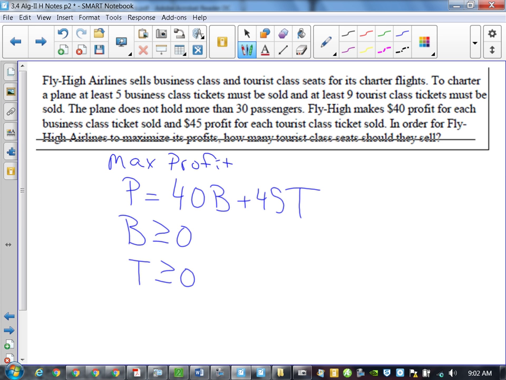It also gave you a little bit of information about at least 5. Well, at least 5 means what's the fewest amount of seats you can sell? 5. I always start with this, knowing that it has to be positive, because now there's other information that will supersede it in a second. Now I know that it has to be greater than or equal to 5 for at least. And the same thing with the tourist seats. I have to sell at least 9. So now I know it has to be between 5 and 9. It has to be at least 5 seats of this one, at least 9 in the other.